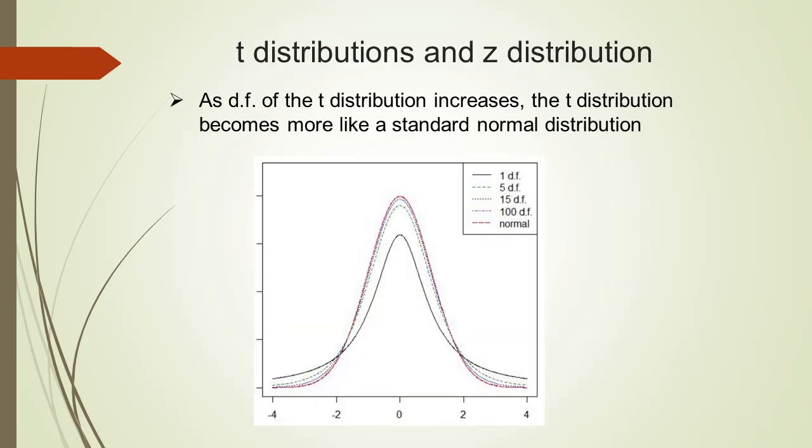This plot shows the relationship between the z-distribution and different t-distributions. The curve on the very top is the z-distribution. It is very close to the t-distribution with 100 degrees of freedom, but quite far from the t-distribution with a smaller degrees of freedom, say 1 or 5. As the degrees of freedom of the t-distribution increases, the t-distribution becomes more like the z-distribution.